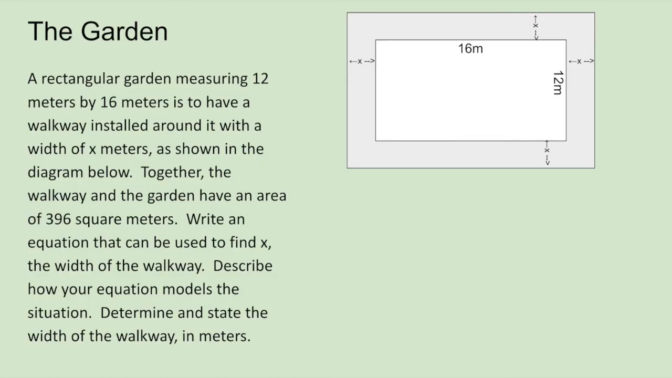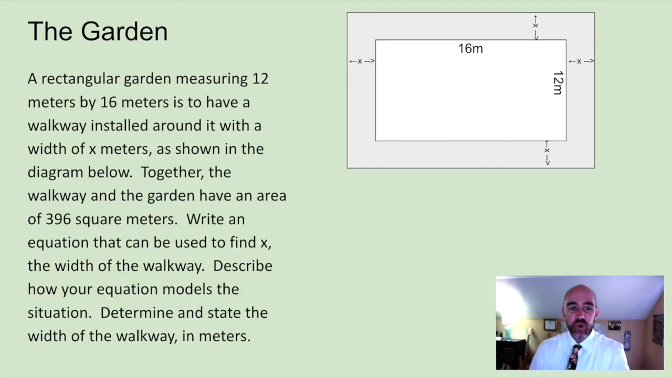The garden. A rectangular garden measuring 12 meters by 16 meters is to have a walkway installed around it with a width of x meters, as shown in the diagram below, to the right. Together, the walkway and the garden have an area of 396 square meters. Write an equation that can be used to find x, the width of the walkway. Describe how your equation models the situation. Determine and state the width of the walkway in meters.